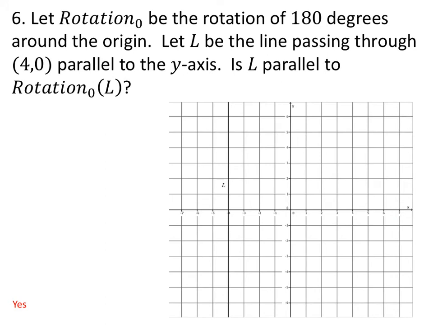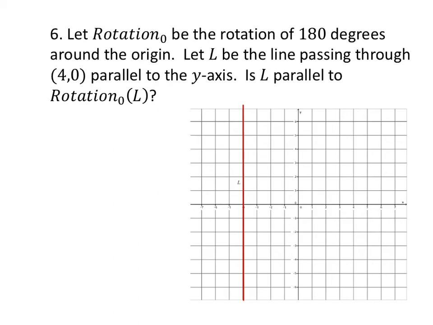All right, take the line that passes through (4, 0). Looks like that should be (-4, 0). We'll make it negative. All right, rotate this line L, which goes through the point (-4, 0), and rotate it 180 degrees around the origin. And then answer the question, is L parallel to the rotation L prime?